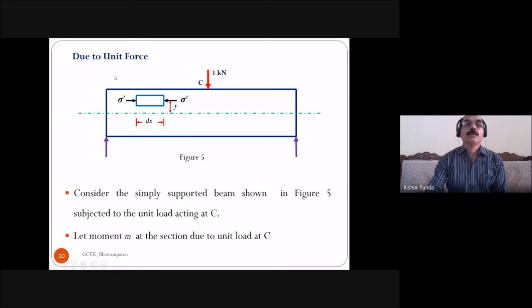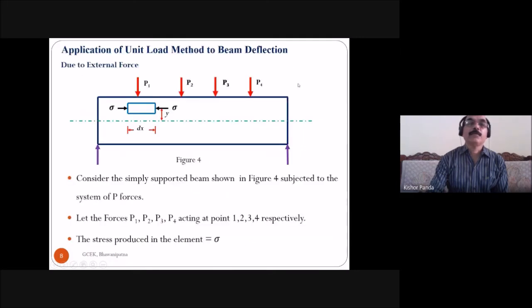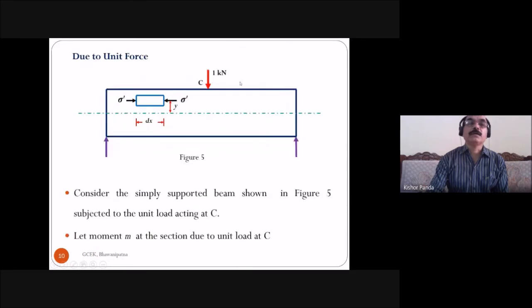Then due to unit force. If you want to find out the deflection at the point C, what you have to do here? You have to apply a unit force at the point C. You have to remove all the external forces. Only consider the unit force at the point C, and due to this force, find out the deflection at the point C. So consider the simply supported beam shown in figure 5, subjected to a unit load acting at C. This is the unit load acting at C.